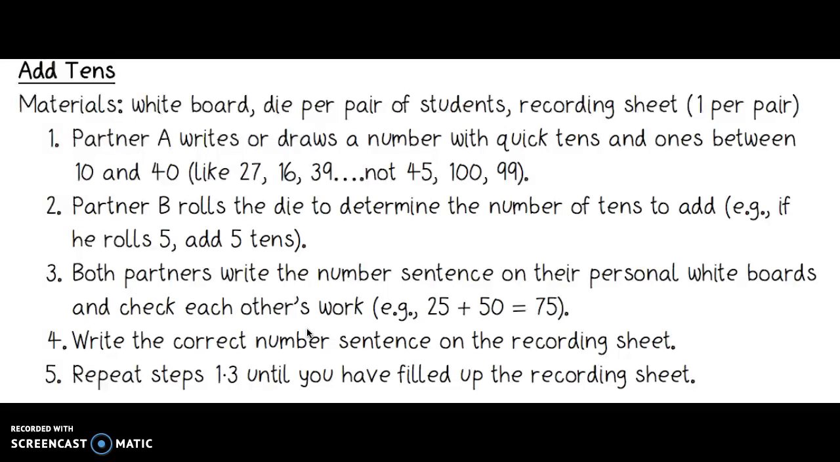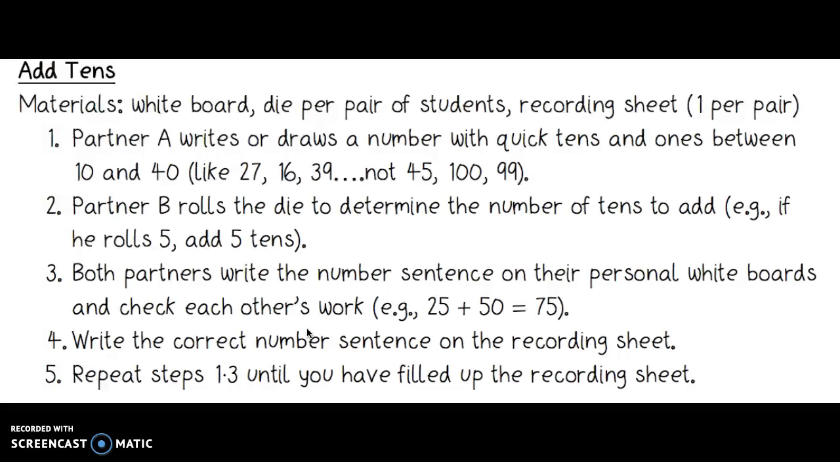Then partner B, the person who was not writing or drawing the number, is going to roll their dice to determine the number of tens that you're going to add. So for example, if you roll a 5, then you're going to add 5 tens to partner A's number. If they roll a 2, then you're going to add 2 tens to the number partner A wrote.